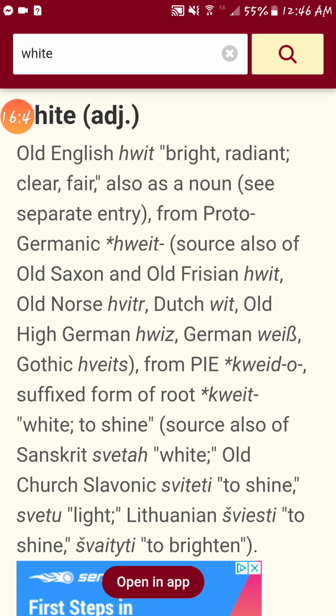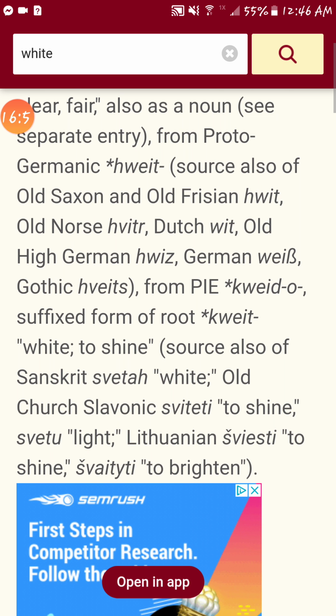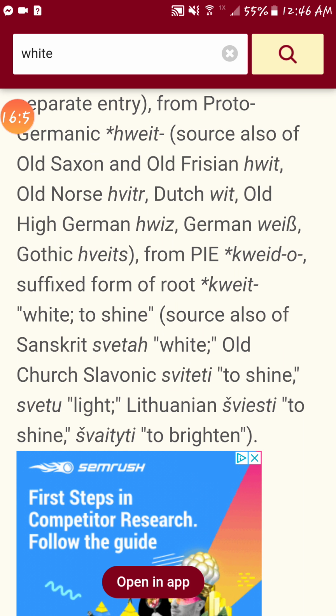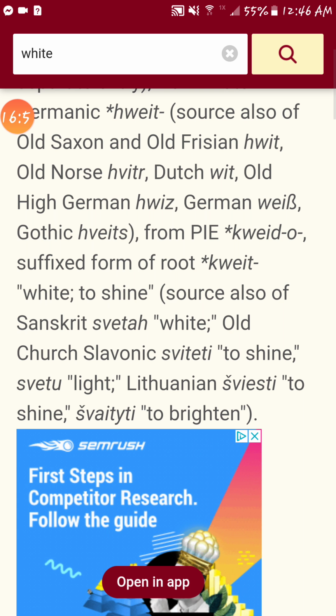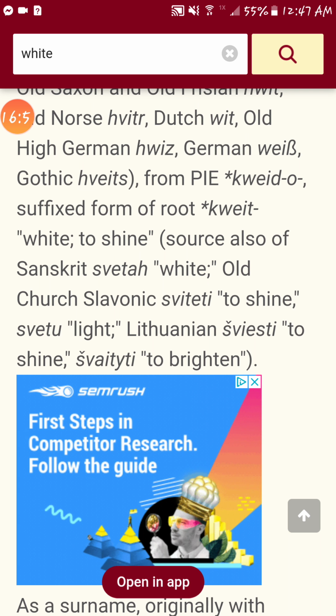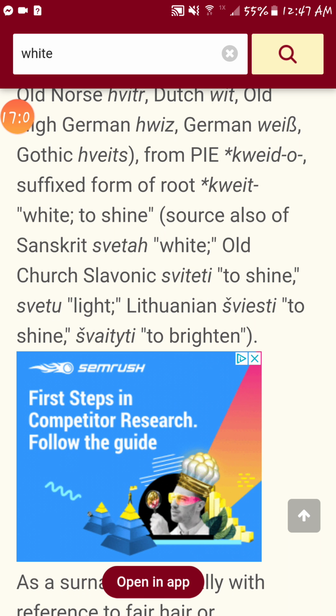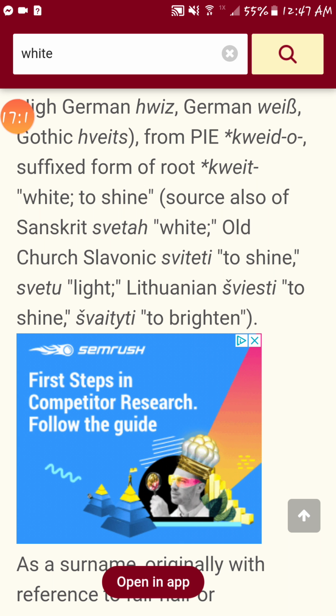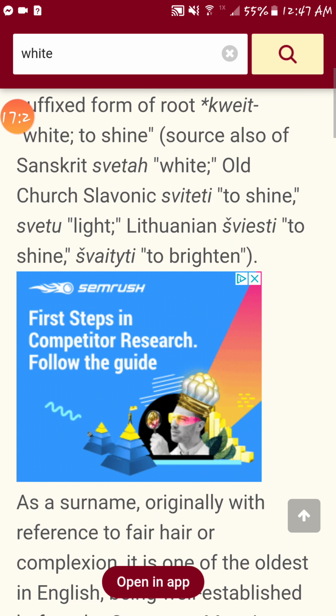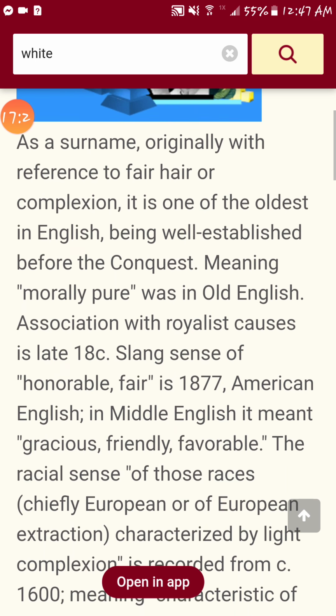From Proto-Germanic, source also of Old Saxon, Frisian, Old Norse, Dutch wit, Old High German, German, blah blah blah. Y'all can read. Okay, and it comes from the root for white, to shine. Dang, we're not just reading black and I'm just talking about shining and bright. Sanskrit, white. Oh, I didn't say the word. Sveta, white. Old Church Slavonic, to shine, blah. Y'all getting it, right? All right, y'all get it.